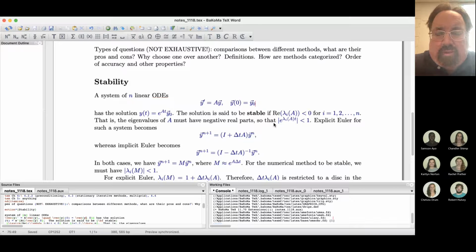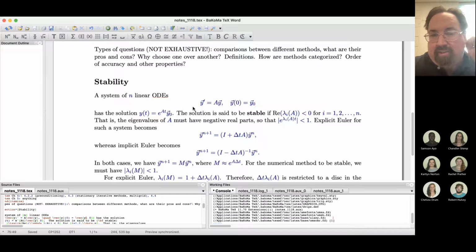So if the eigenvalues have strictly negative real parts, then the eigenvalues of the exponential will be less than 1 in absolute value. So then the solution is shrinking over time. So that's what we're going for. And the idea is that numerical methods should produce solutions that exhibit that same behavior.